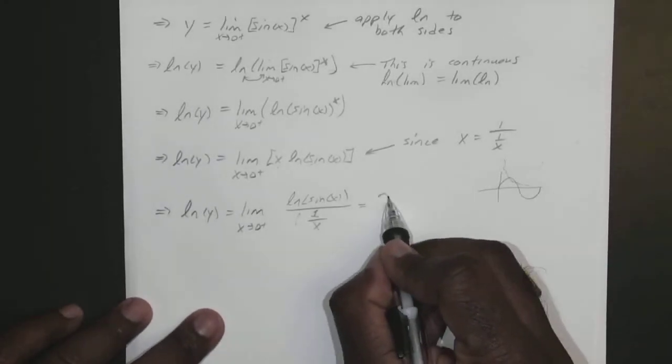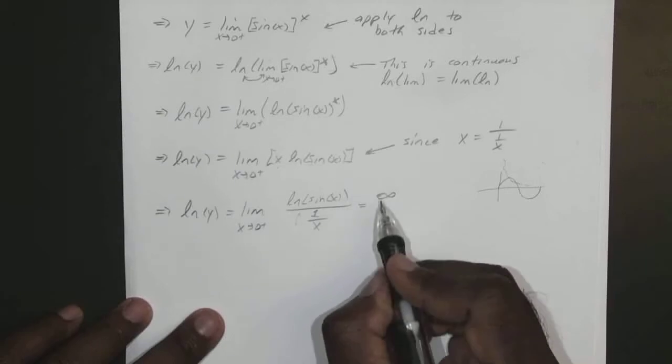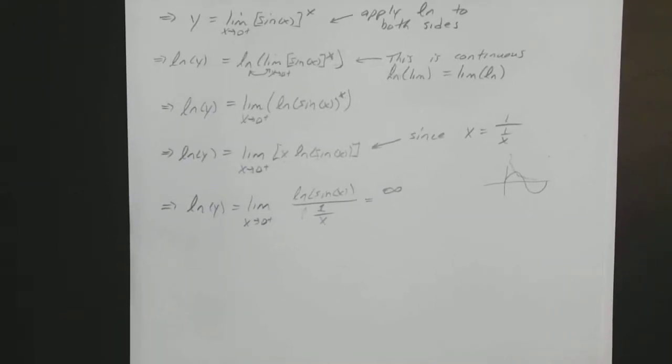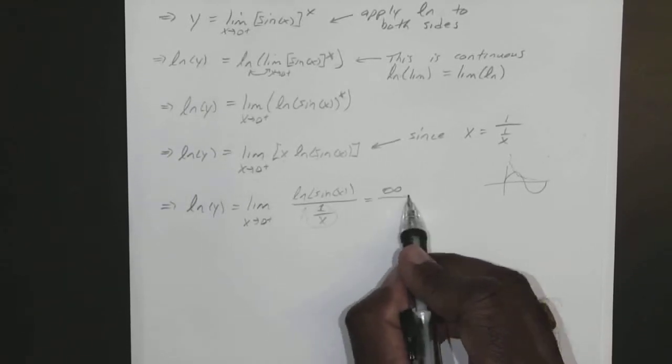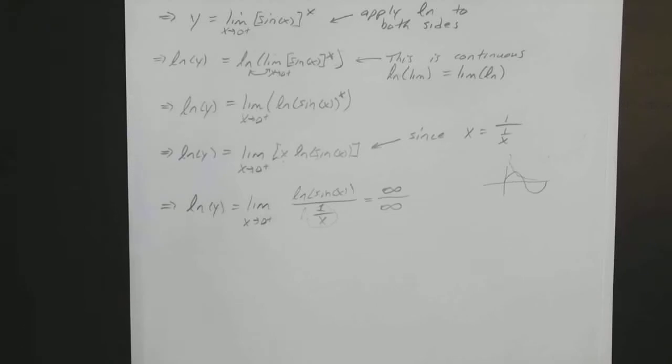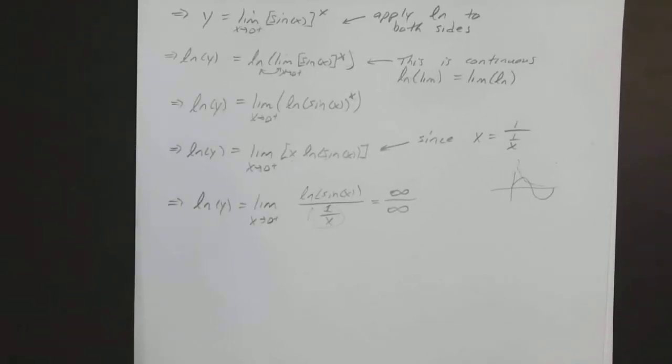So this is actually negative infinity. And we know as x gets bigger and bigger in here, this number will get bigger and bigger. So that's over infinity. So we can actually use L'Hopital's rule now.